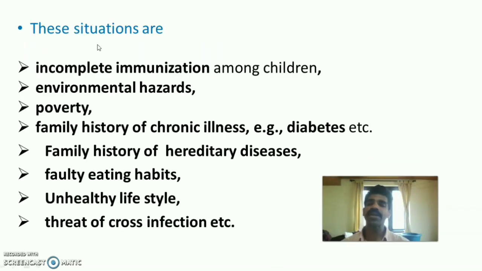Some of the situations that count as health threats are incomplete immunization among the children of the family members, so not complete immunization of the under 5 children in the family. Then environmental hazards in the family, that is insanitary living conditions, poverty in the family, family history of any chronic illness or non-communicable diseases such as diabetes, hypertension, etc. Family history of other hereditary diseases, faulty eating habits among the family members, unhealthy lifestyle, that is increased consumption of alcohol, smoking, etc. The lack of exercise, then threat of cross infection in the family, etc. These are some of the situations that may lead to health threats in the family.